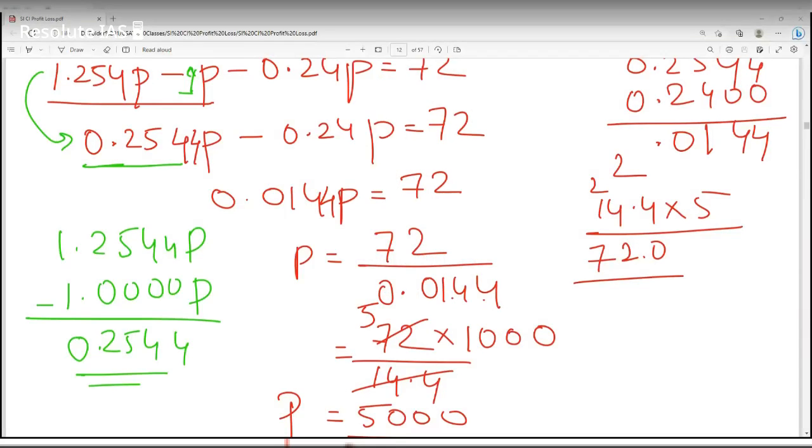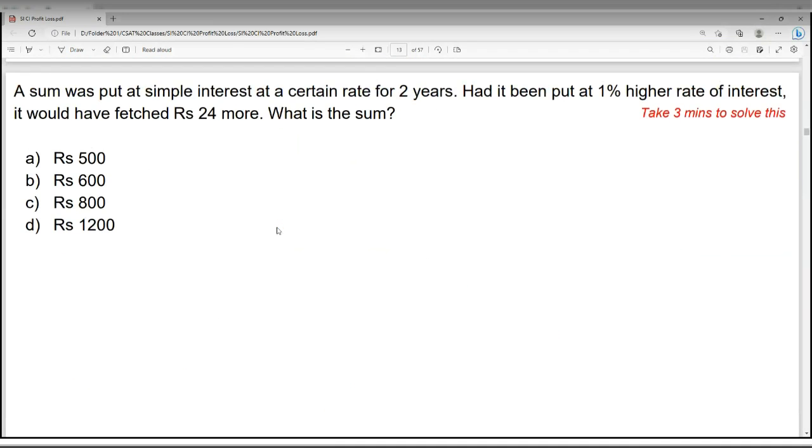Start the session today. So yeah, please take 3 minutes to solve. I'll just start the timer. So we'll see how to go about this question.